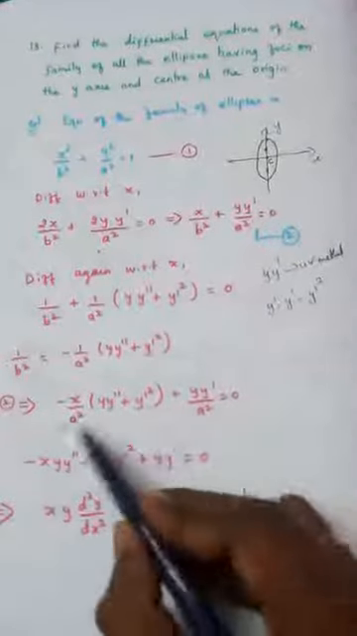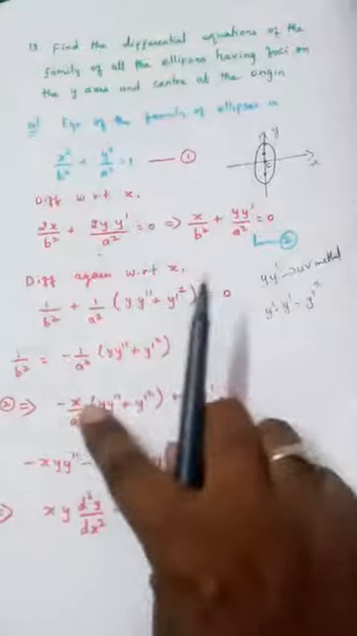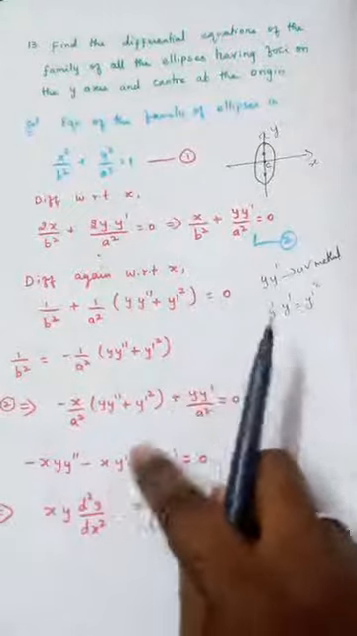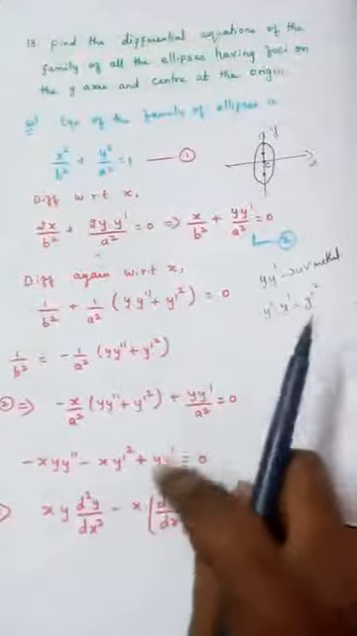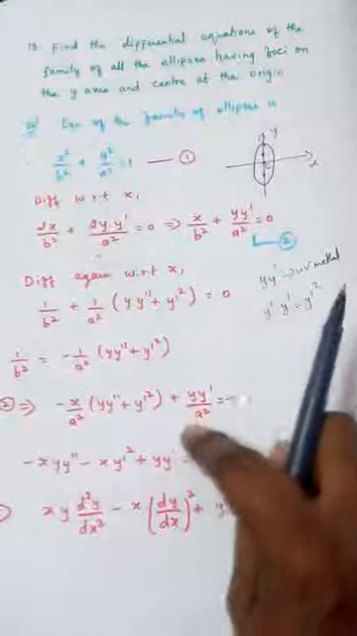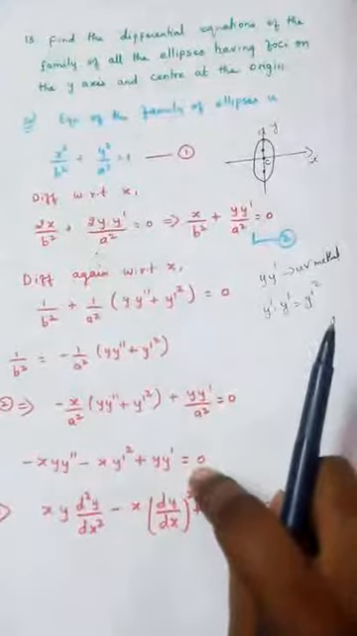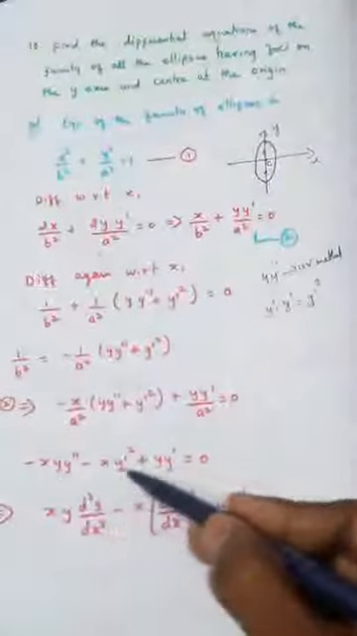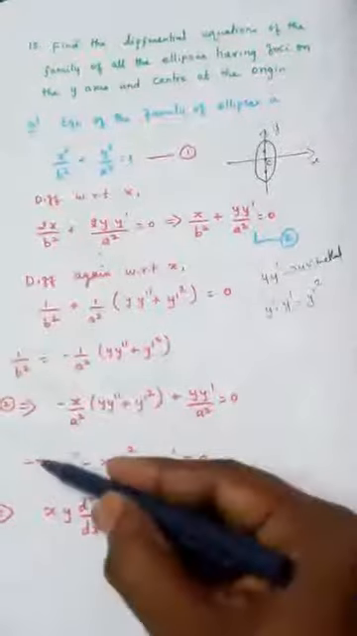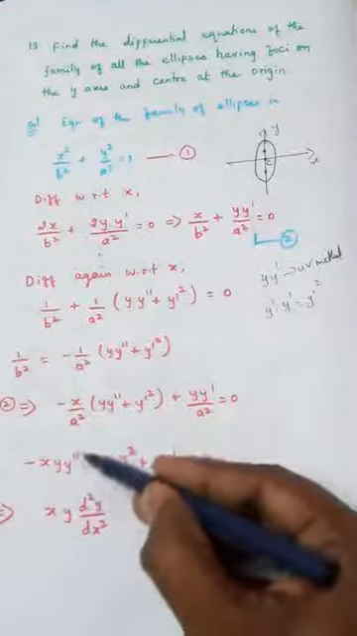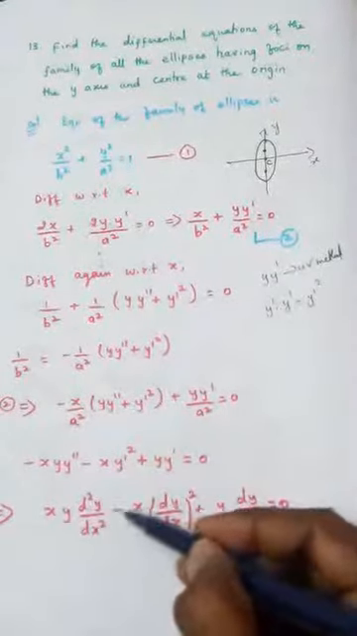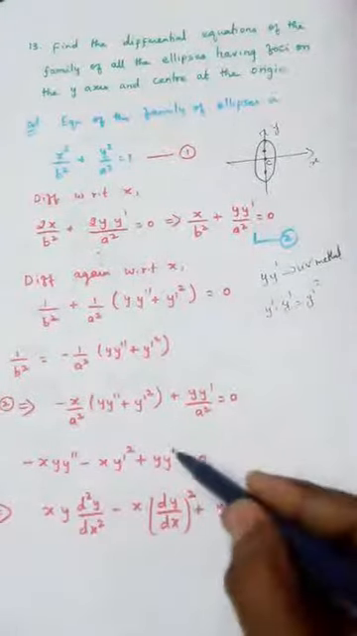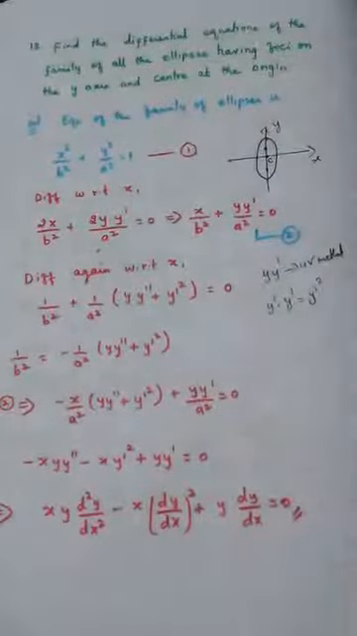Since the LCM is a square, we can write the numerator as it is: minus x y double dash, minus x y dash square, plus y dash. By a square will come, and when I cross multiply it becomes 0. So taking the LCM, you will get this step. Now I am writing the answer by just multiplying with a minus symbol. So it becomes plus x y double dash, meaning x d square y by dx square, minus x y dash, meaning x (dy by dx) whole square, plus y dash, meaning dy by dx, equal to 0.